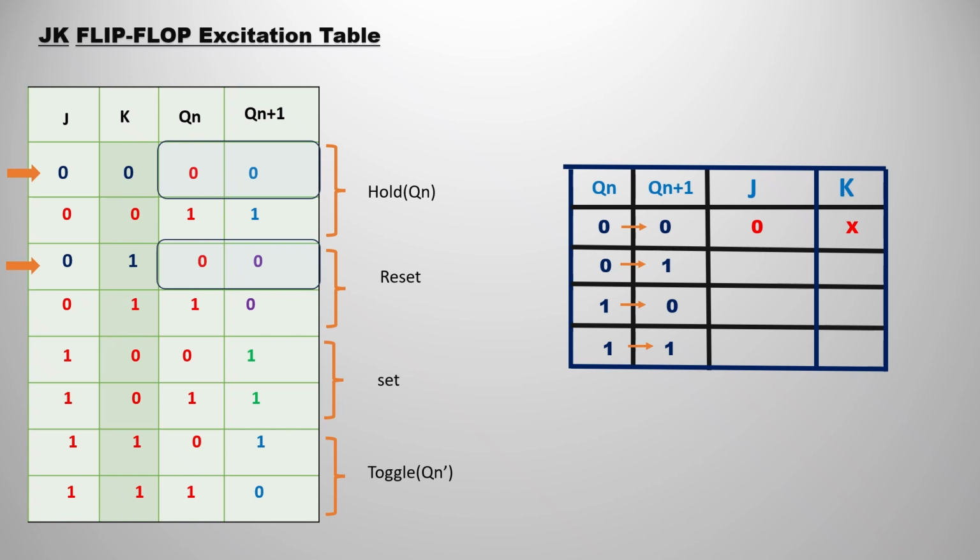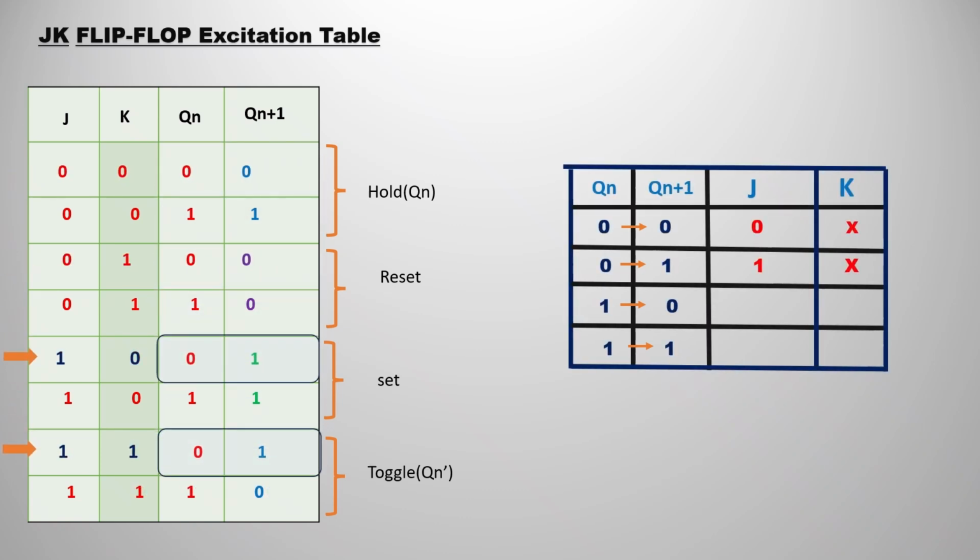If you observe the first row, the present state Qn is 0, changing to next state 0, that is Qn plus 1. For that, what do we need for JK? If you observe Qn plus 1, we have two 0 conditions, in the first and the second position. Corresponding to that, the JK inputs are, for the first, 0 0, and for the next, 0 1. So J is the same, not changing, and K is changing. So in the table we can represent it as J is 0 and K is a don't care condition, because K is changing.